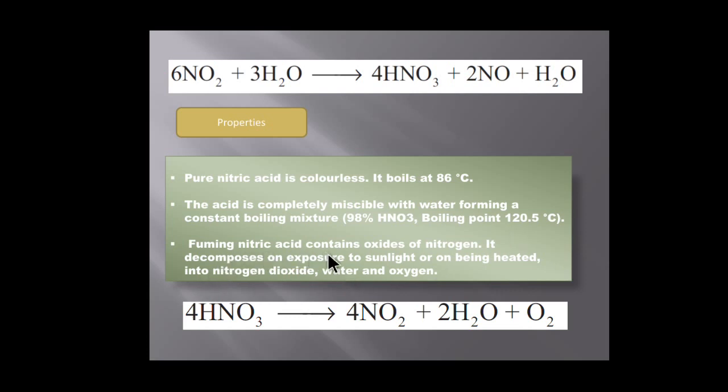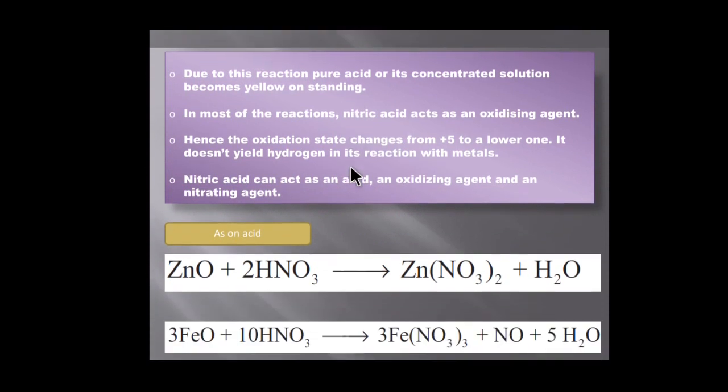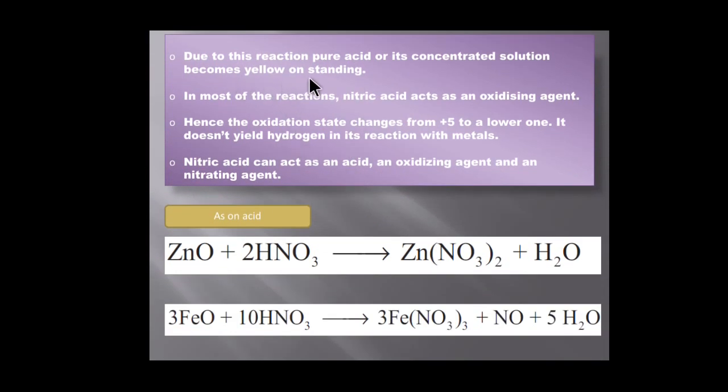Fuming nitric acid contains oxides of nitrogen. It decomposes when exposed to sunlight or when heated, to give the products. Due to this reaction, pure acid or its concentrated solution becomes yellow on standing. Just underline yellow.